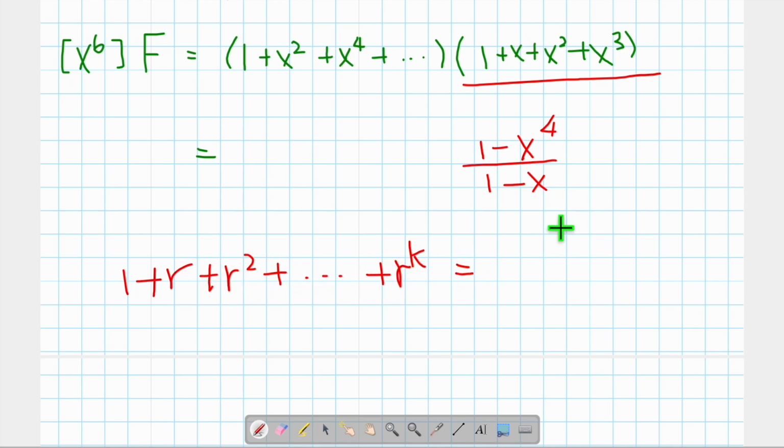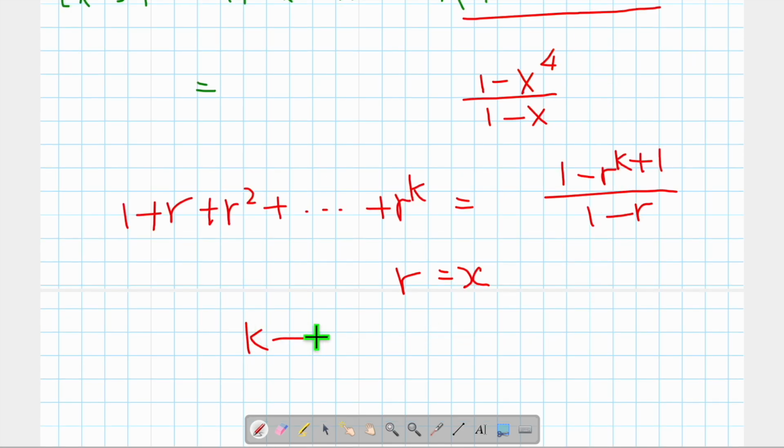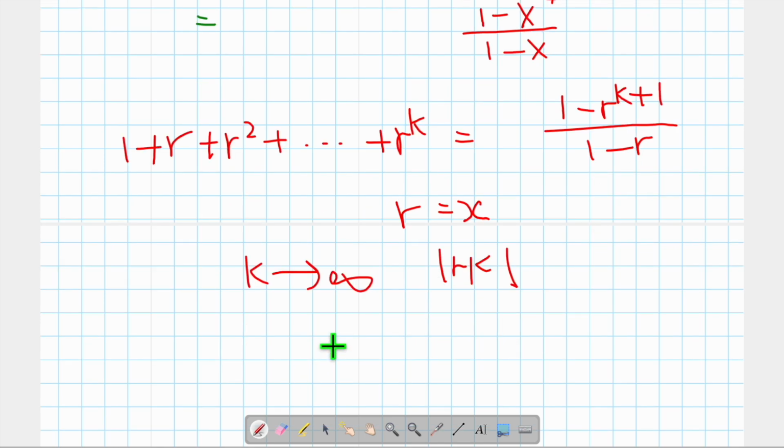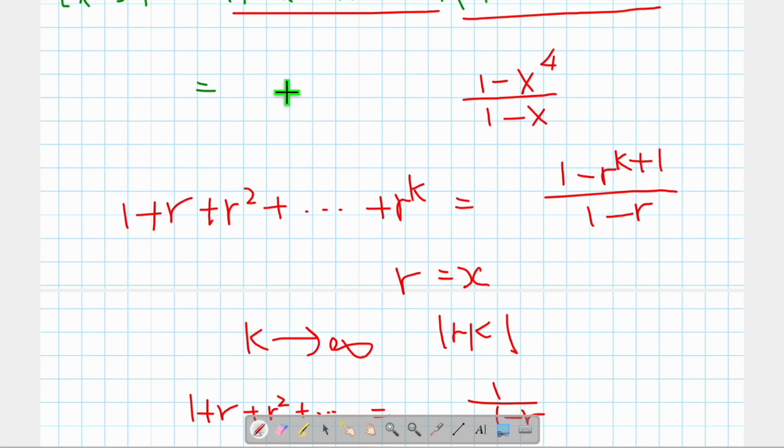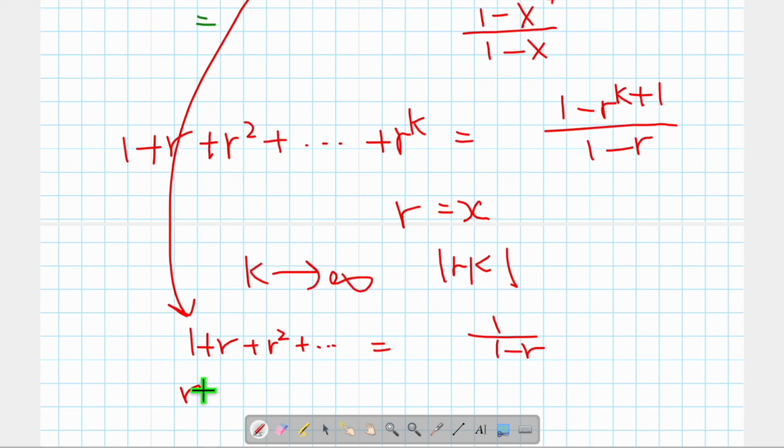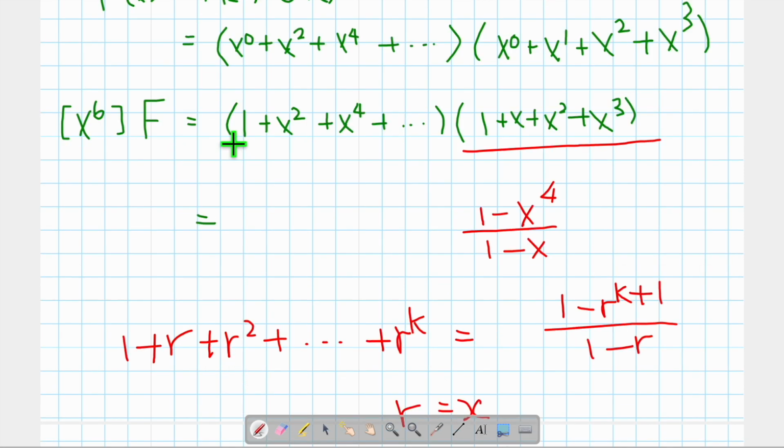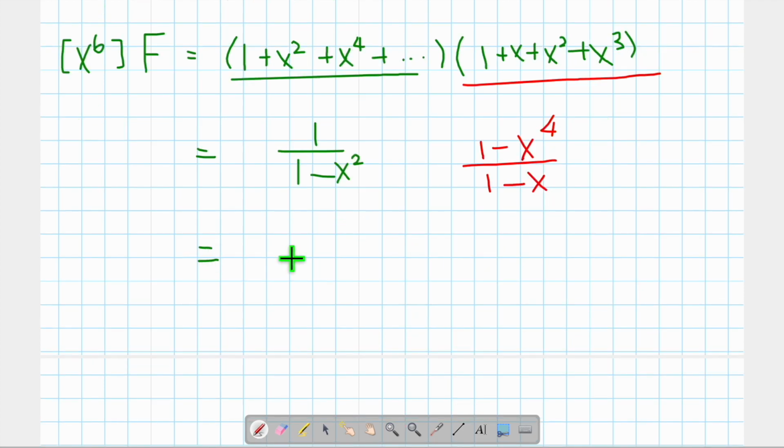r^k will be (1 minus r^(k+1)) divided by (1 minus r). Right? Here r is just x, and if k goes to infinity and the absolute value of r is smaller than 1, then this sum 1 plus r plus r squared plus and so on will be 1 over (1 minus r). Okay? For this guy, this is exactly this term where r is x squared. This part becomes 1 over (1 minus x squared). So now we have this thing.